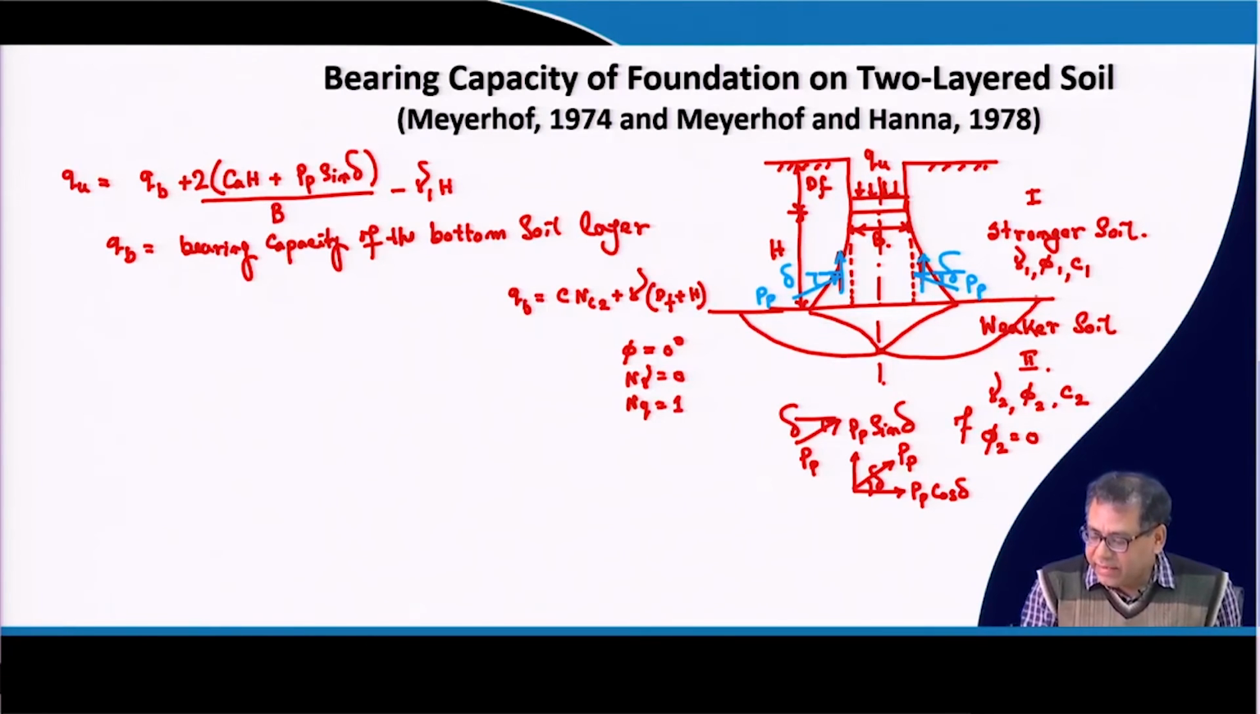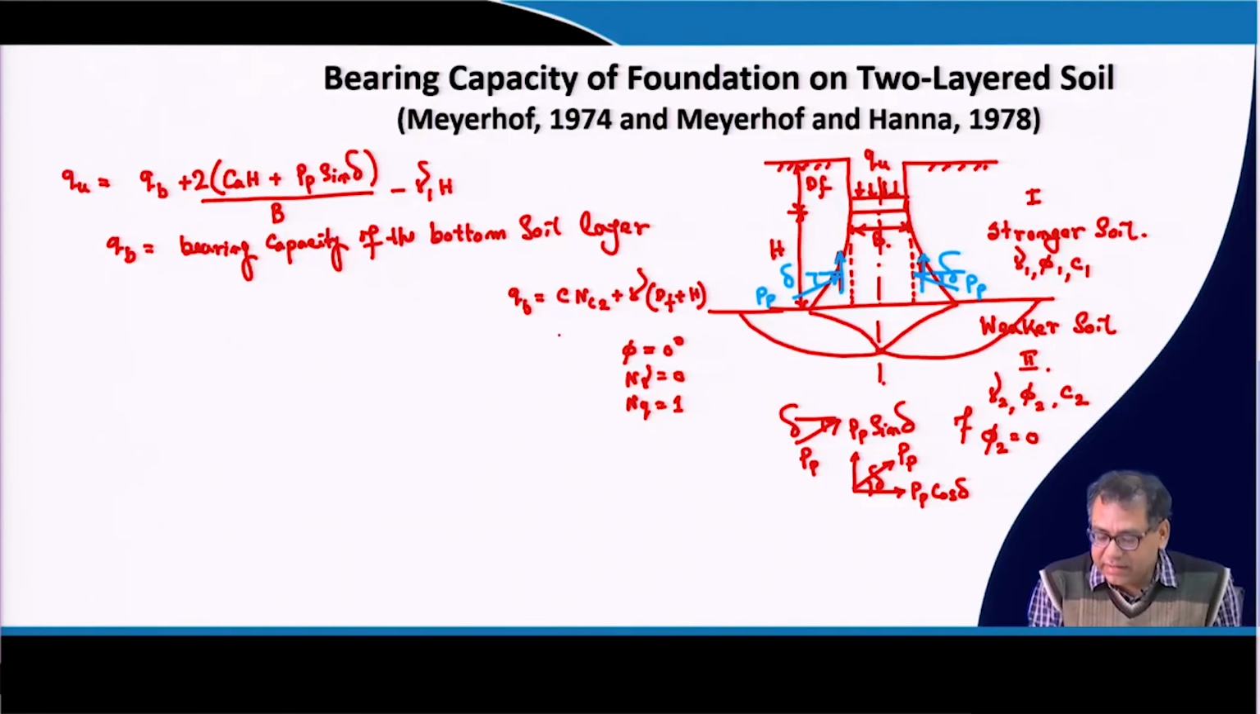Because in the second layer, the weaker layer, the thickness of the soil above is the surcharge. So the second term is basically Q N_Q, where N_Q is equal to 1 and Q is equal to gamma (D_f plus H). So, this is the QB part.